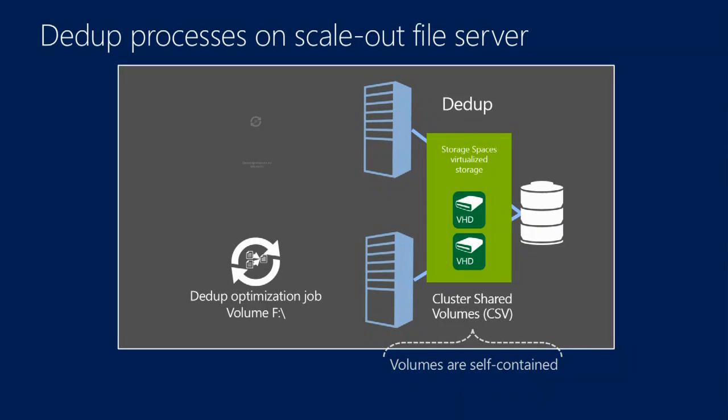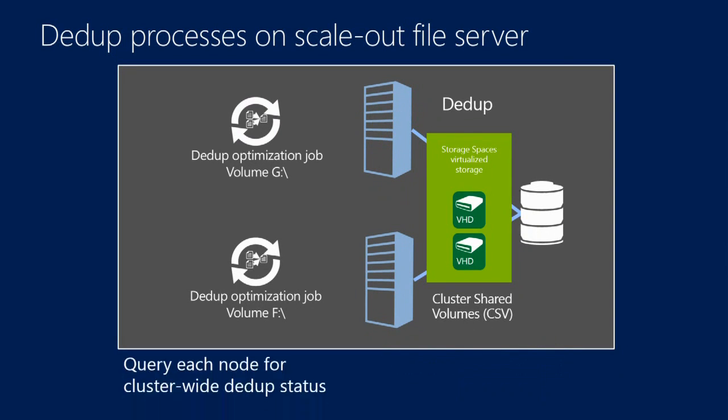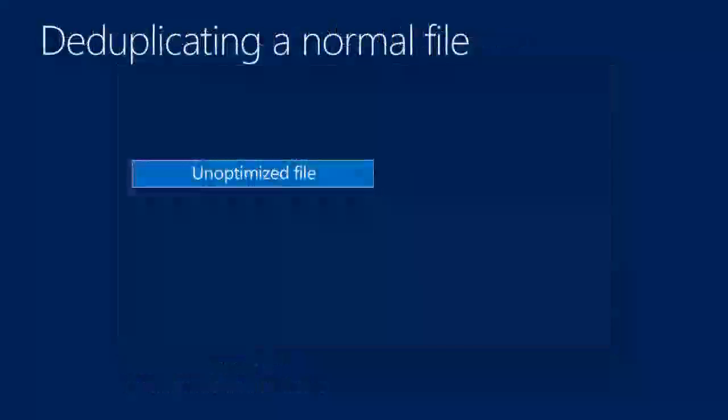When the first node comes back online, the original node is available to run other jobs based on which volumes are owned by that node at the time. So the bottom line is you query each node for the status, but the jobs run on individual nodes.